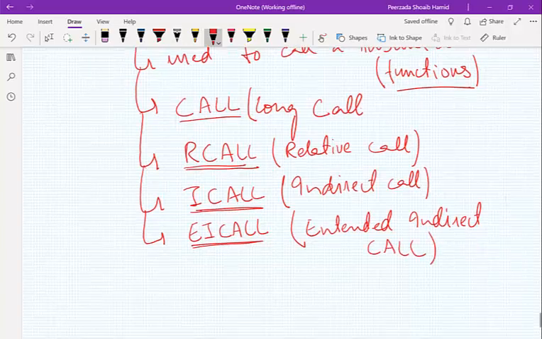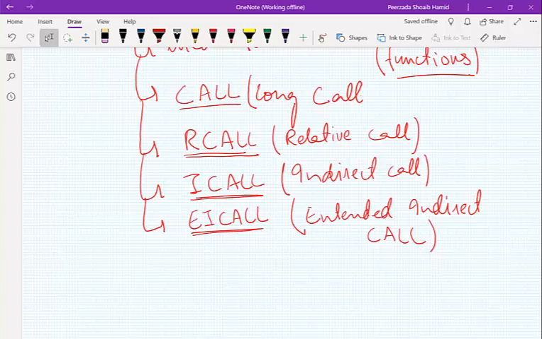Again, what's the difference in these four? It's how the target address is calculated, how the address of the subroutine which we have to execute is calculated. In case of long call, the address is given inside the instruction itself. The instruction contains the address and we jump to that address. Our subroutine is written starting from that address.